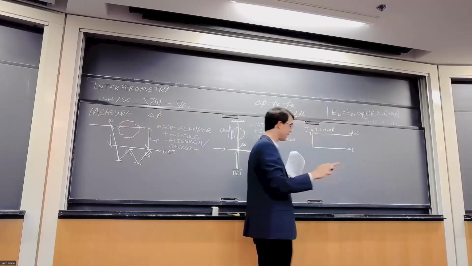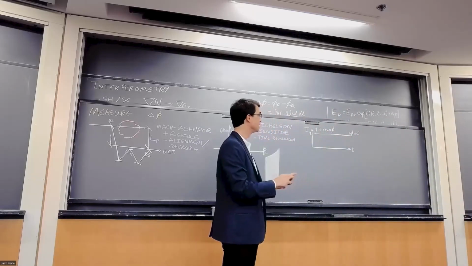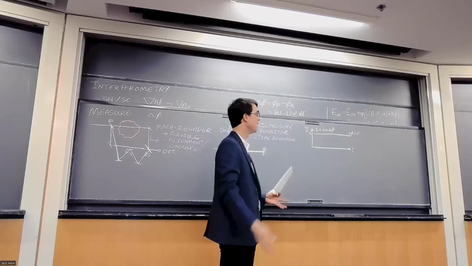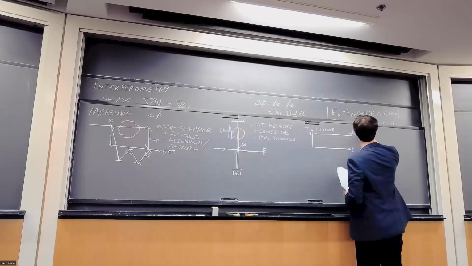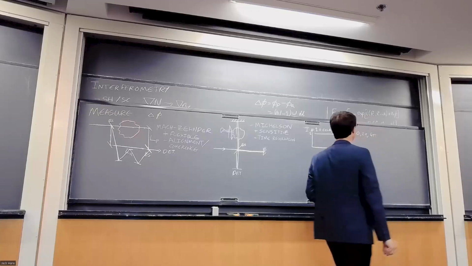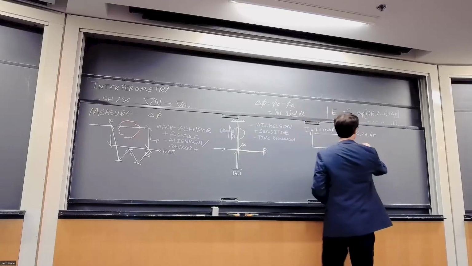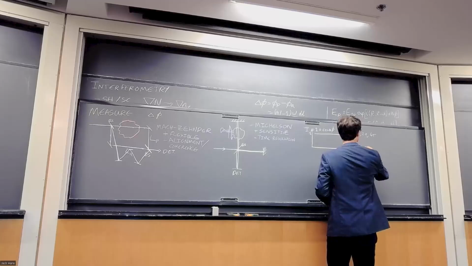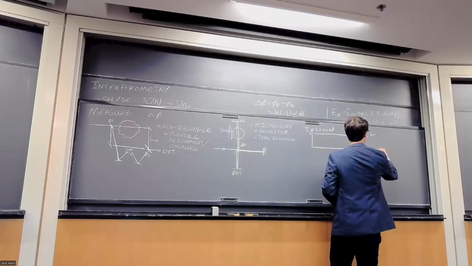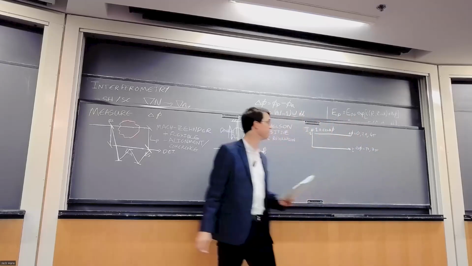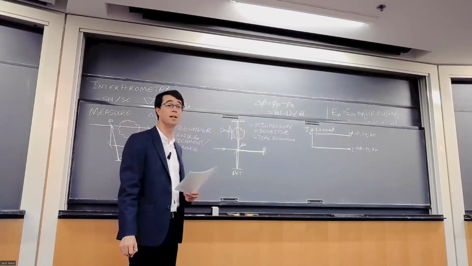Say I now change this so that the difference in length between these 2 gives me, so this could be 0, 2 pi, 4 pi, something like that. What happens if I have a delta phi of pi or 3 pi, something like that? I chose my length so that my phase difference is pi or 3 pi.